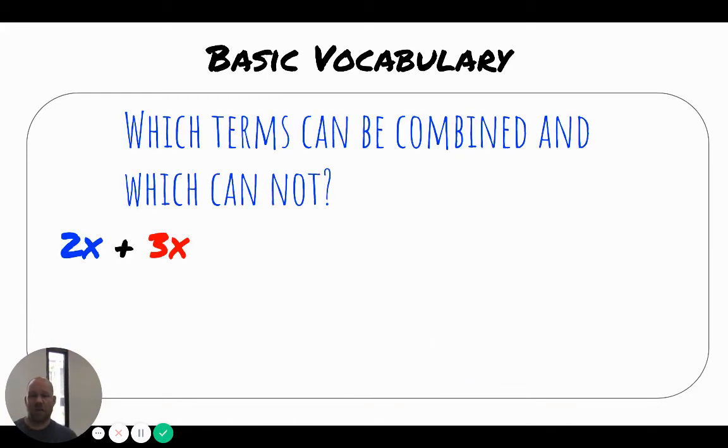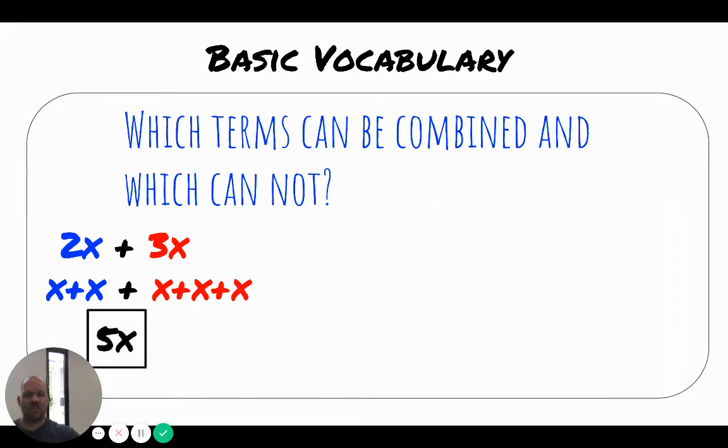What terms can be combined and which can't? 2x and 3x can be combined. They're like terms. If you wrote it out, we call this the expanded version. 2x means I've got 2 x's, and 3x means I've got 3 x's. So when you write it out like that, how many x's do I have altogether? Well, I've got 5 x's altogether.